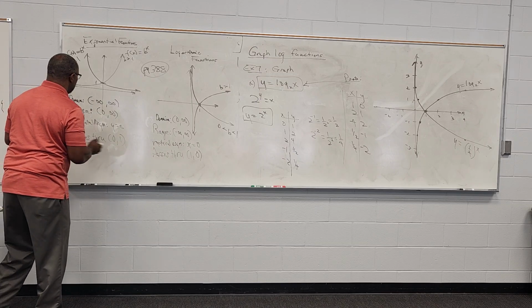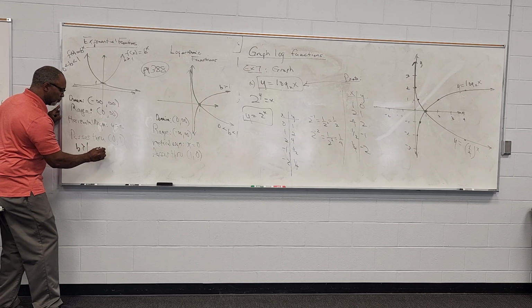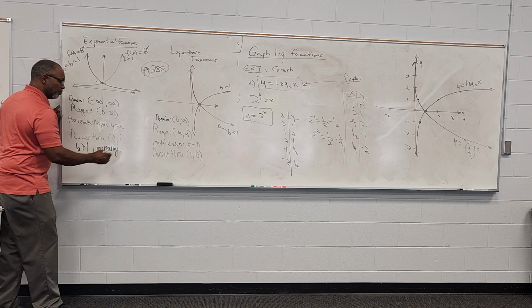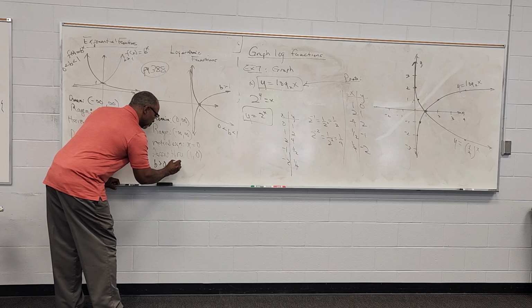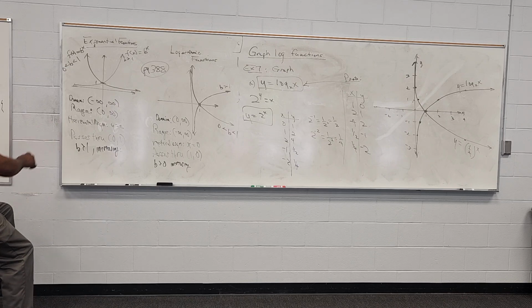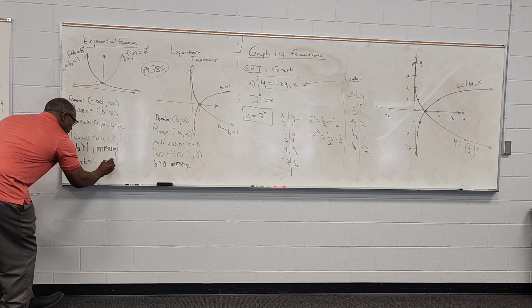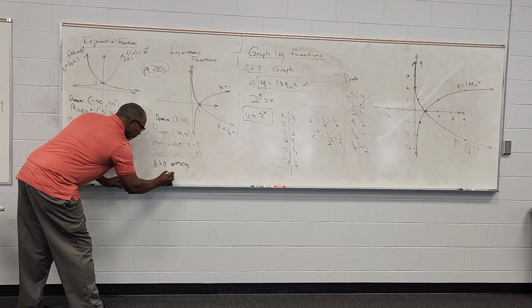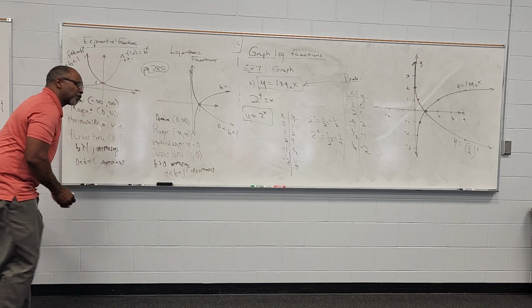Over here, if b is greater than 1, it's increasing. Over here, b greater than 1, increasing. Okay? That's the one thing that holds. And the same thing for decreasing. If b is between 0 and 1, it decreases, b between 0 and 1 decreases. So those are the only two properties that don't flip.